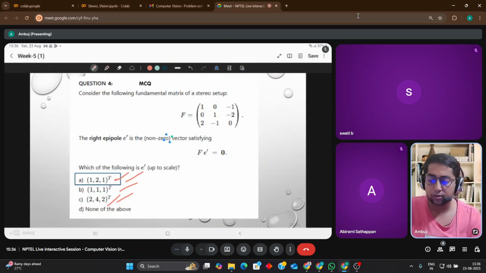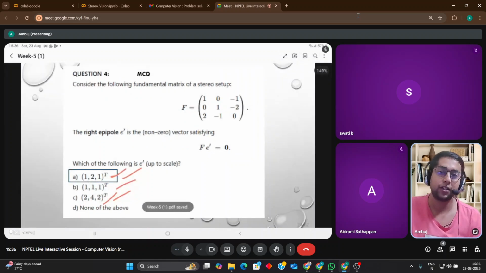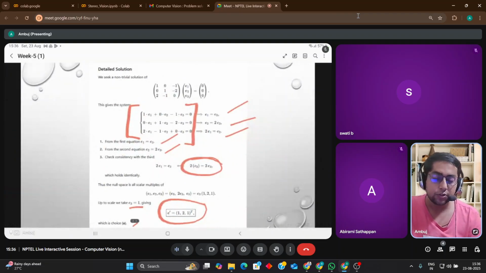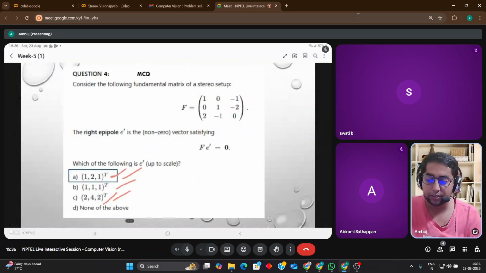Okay. First, option number B is not satisfying any of the constraints. But those two particular options, A and C, are satisfying all three constraints. The first one: E1 should be equal to E3. Yes, E1 is equal to E3 in option number A and option number C.